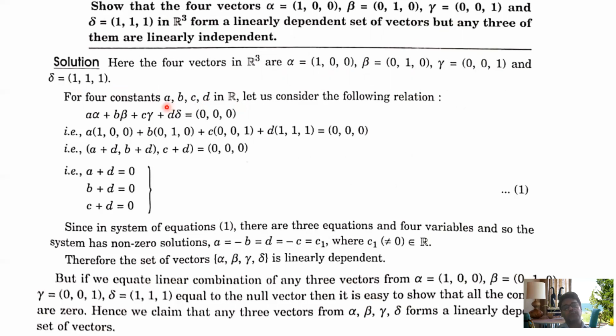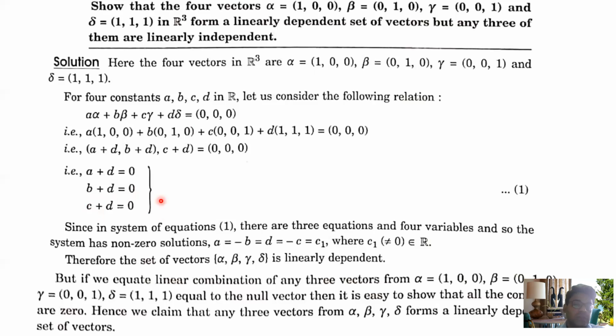Just to check, for four constants, we can express A alpha plus B beta plus C gamma plus D delta is equal to (0, 0, 0), because this is a three-dimensional point. So now you substitute the values of alpha, beta, gamma, and delta into this relation. What we get: A times (1, 0, 0) plus B times (0, 1, 0) plus C times (0, 0, 1) and D times (1, 1, 1) is equal to, if I simplify, A plus D, comma, B plus D, comma, C plus D is equal to (0, 0, 0). After simplification, what we get: A plus D equals 0, B plus D is equal to 0, C plus D is equal to 0.